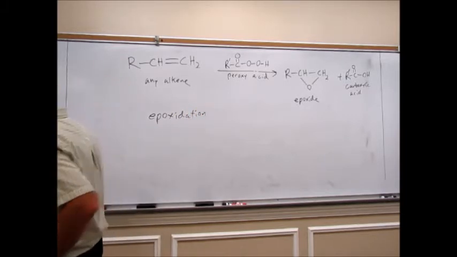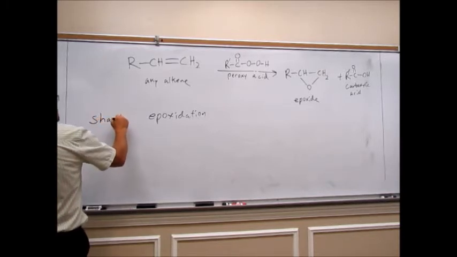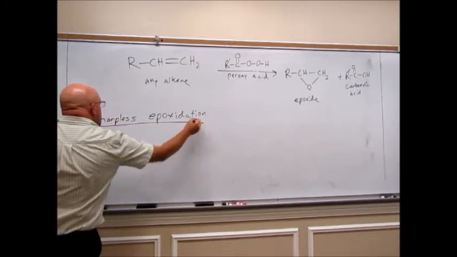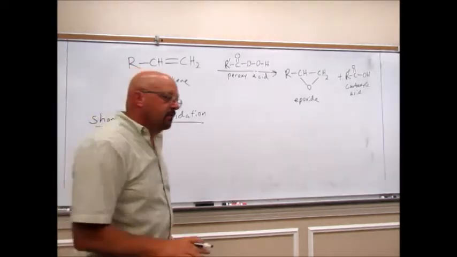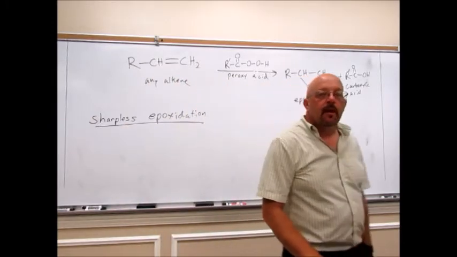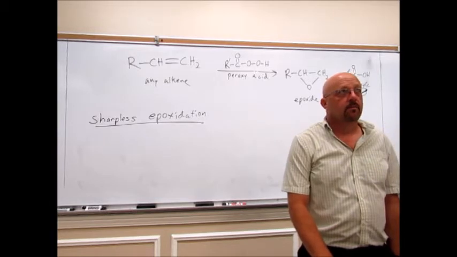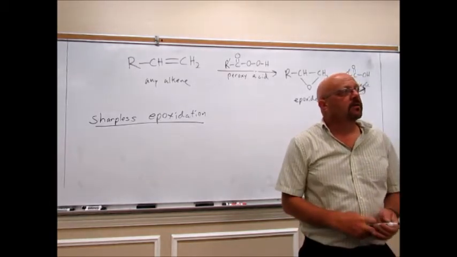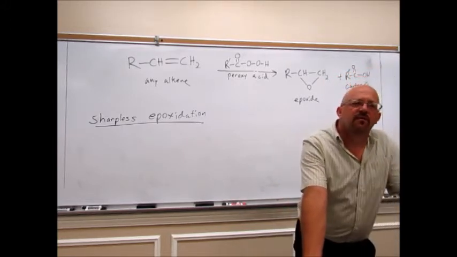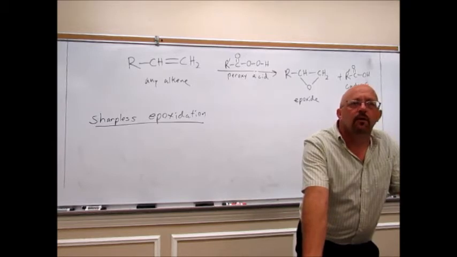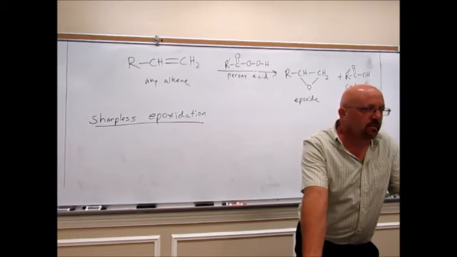And most people will call this a Sharpless epoxidation now, because of the guy that first started doing all these epoxides. His name was Barry Sharpless. He won a Nobel Prize for his work just a few years ago. I think it was about 2005, 2006, somewhere along in there. So it's not been too long ago. He won a Nobel Prize for his epoxidation reactions.